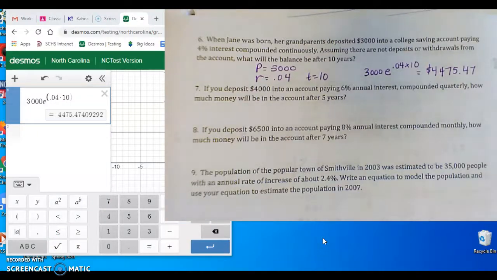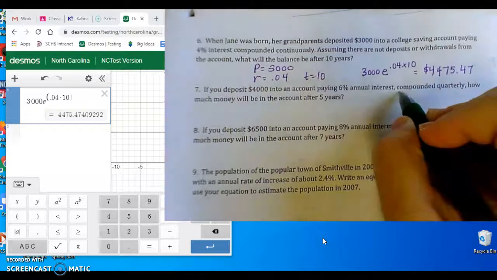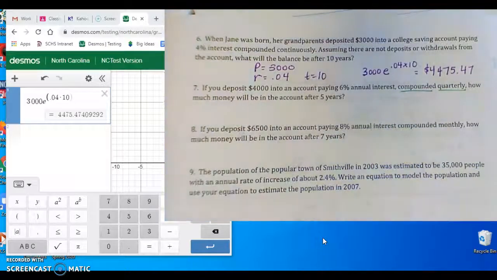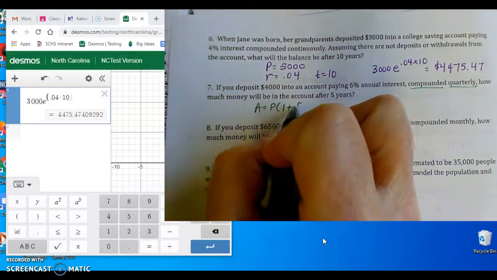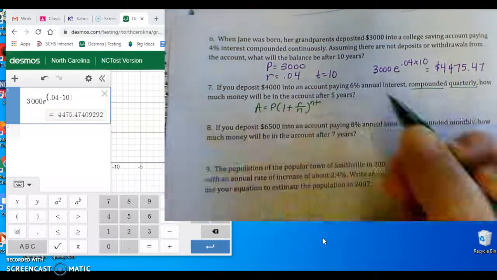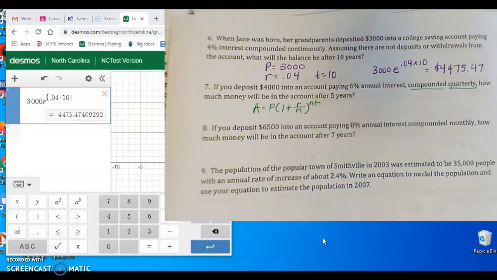Alright, for number 7, when we read the problem, the words that jump out at me are compounded quarterly. So we're still depositing some money at a certain interest rate, and we want to know how much money is going to be there after a certain amount of years. But the fact that this is compounded quarterly tells me that I'm going to use that other equation that we haven't used yet. Most of the time, this equation will be given to you, so you don't need to memorize this one. But you do need to memorize what things go where in this equation.